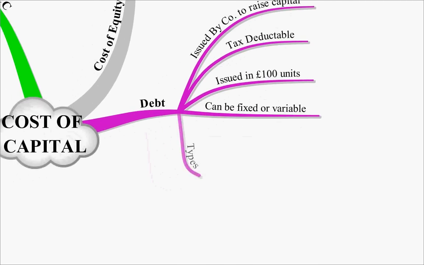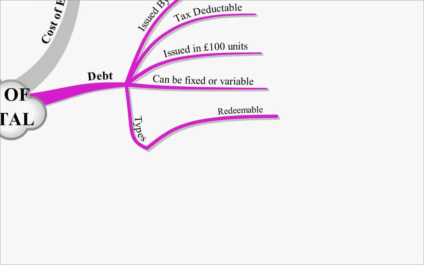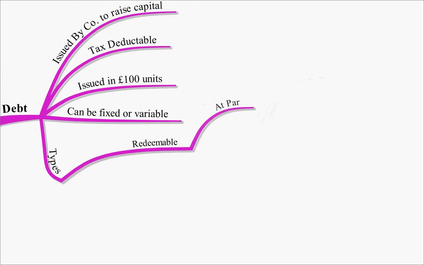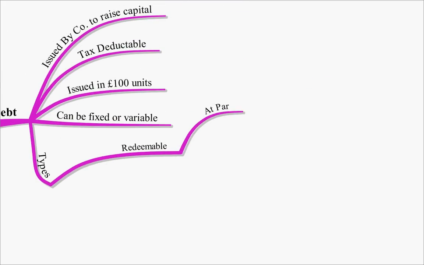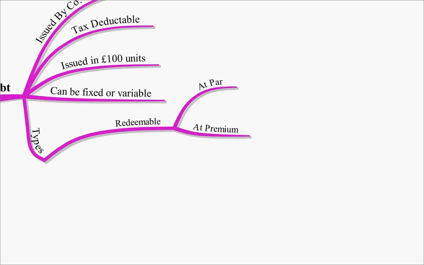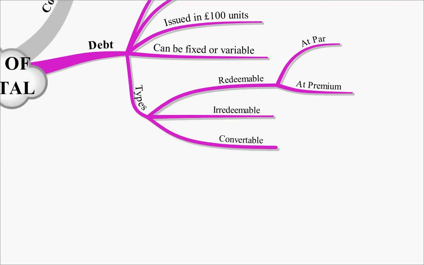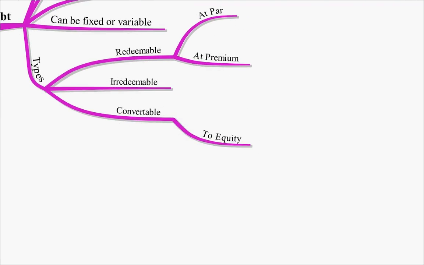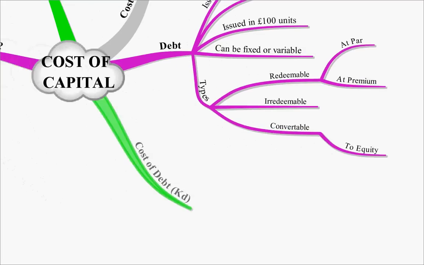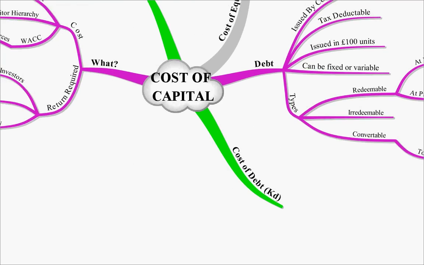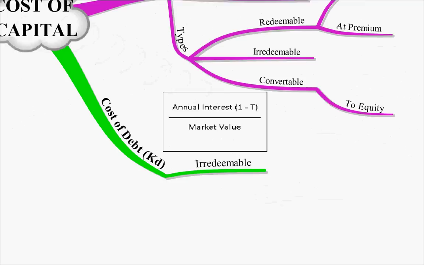We're going to look at different types of debt. We're going to look at redeemable debt. Remember, this can be redeemed at par, i.e. at the £100, or at a premium, say a 10% premium would be £110. Or you can have irredeemable debt, which doesn't get paid back, you just pay the interest on it forever. Or convertible debt, which is convertible into equity at a future date. So let's see how to calculate the cost of each of these. Firstly, irredeemable debt.